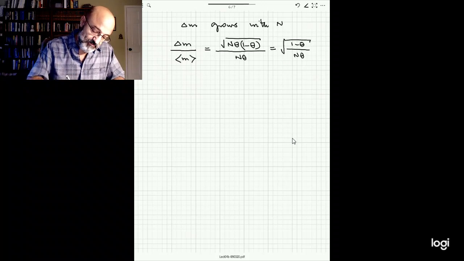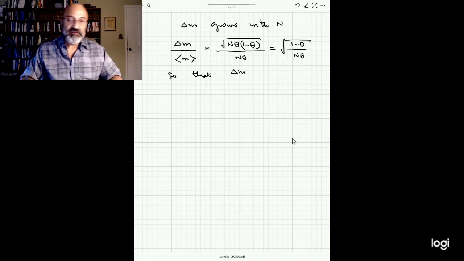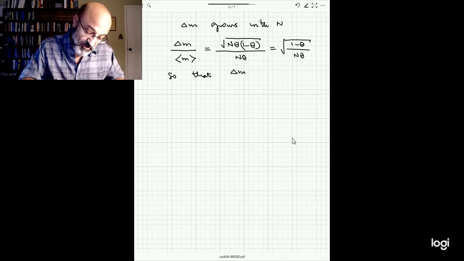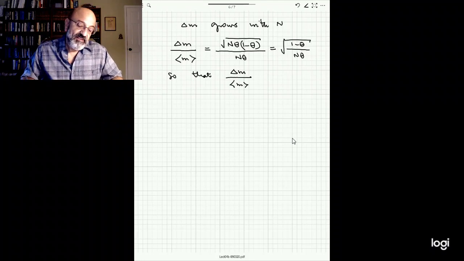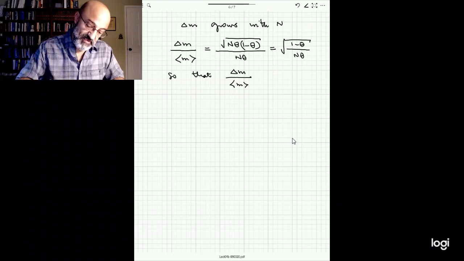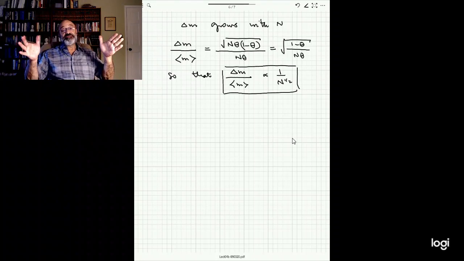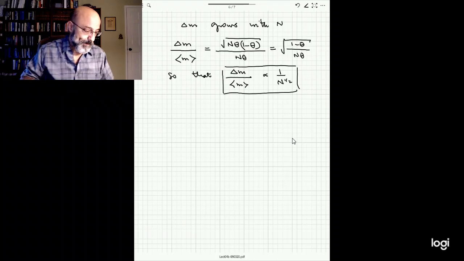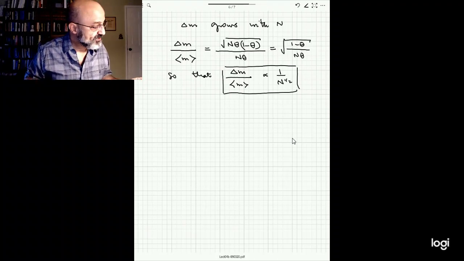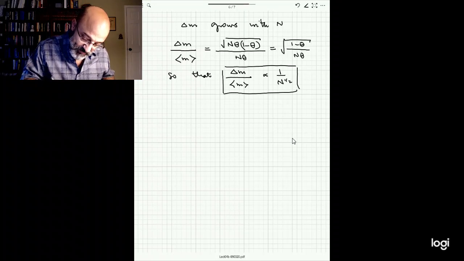So while the standard deviation grows with n, the relative uncertainty, the relative standard deviation, actually goes like 1 over the square root of n, which means the distribution becomes relatively sharper and sharper and sharper as n grows. What else do we have to say about this? No, I think that's about it.